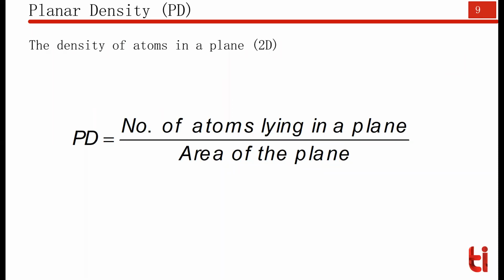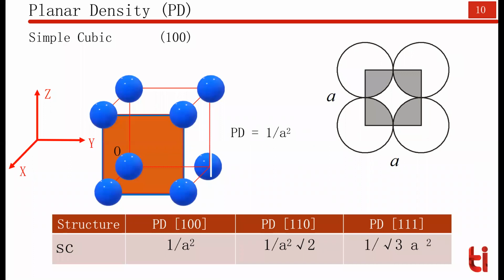So to define planar density, you need two quantities: the effective number of atoms on a plane and the area of the plane which is under interest. So every time a question on planar density comes up, you first look for the number of atoms and then the area of the plane.